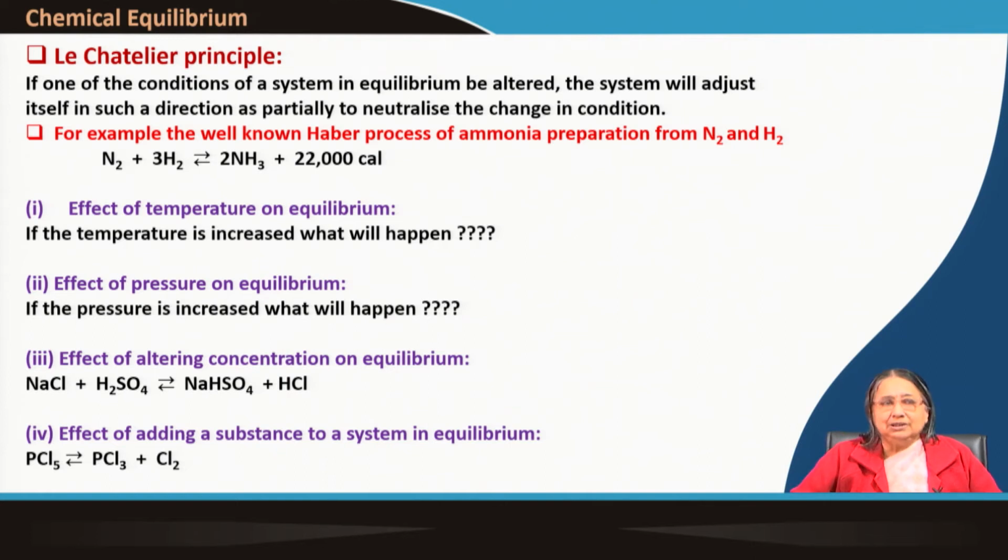You are producing some disturbance on a system which is in equilibrium. So, what will it do? It will try to nullify the disturbance. It is shown in a very simple and nice way by using this example. This is nothing but the ammonia production by Haber's process.